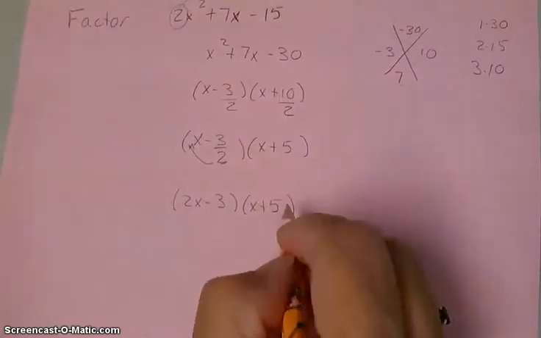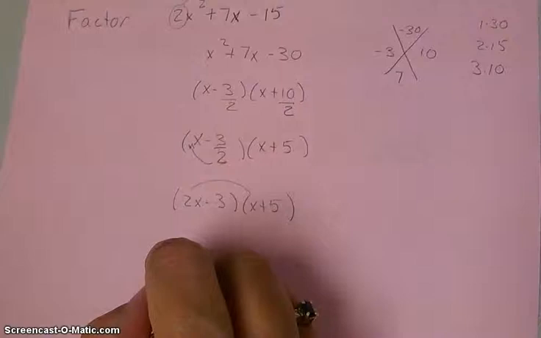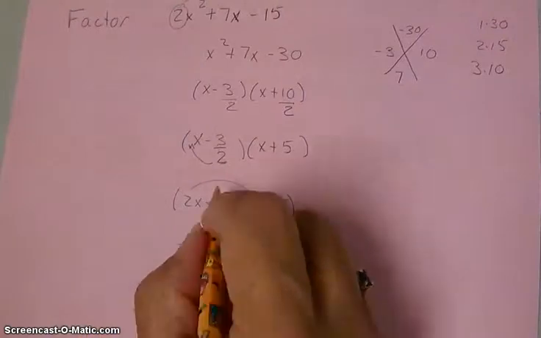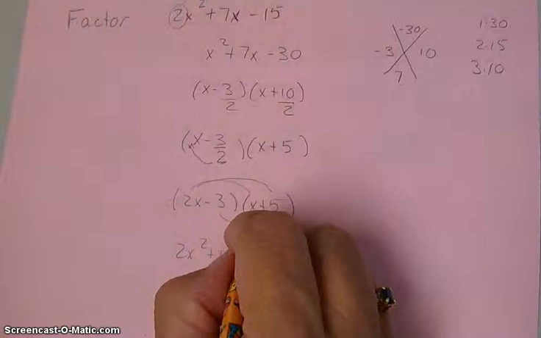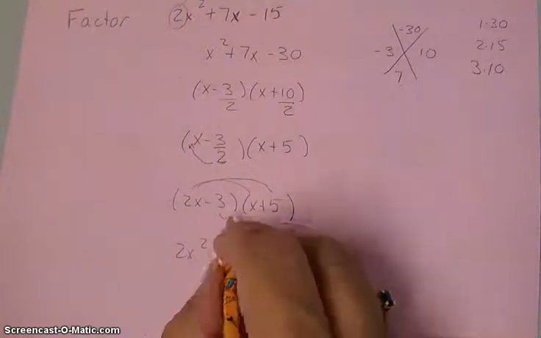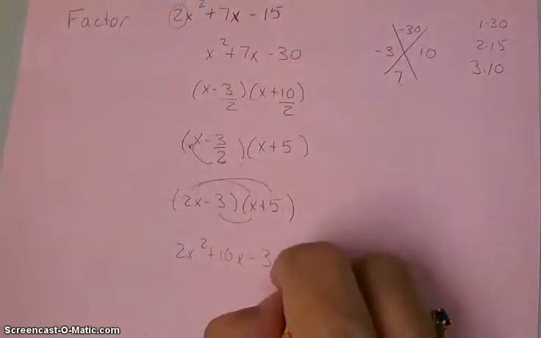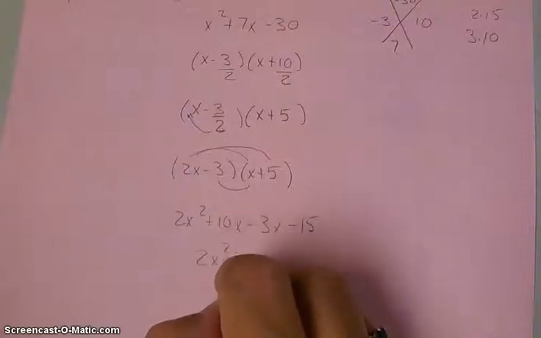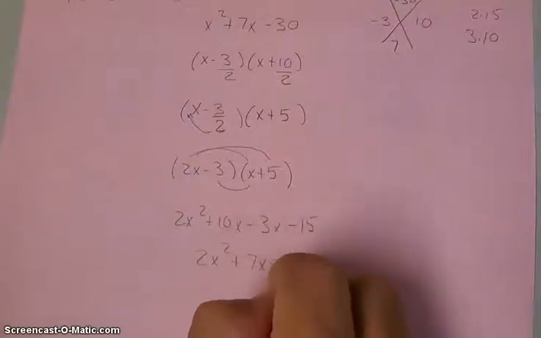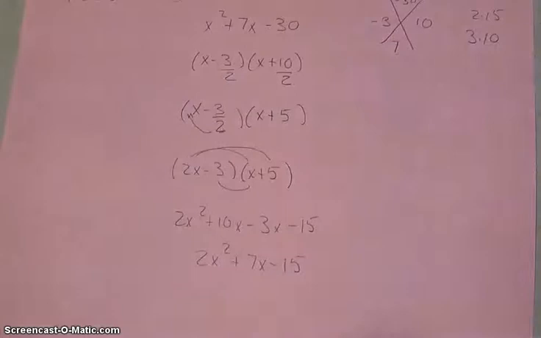We always want to check our work, so we're going to FOIL back out. 2x times x is 2x squared. 2x times 5 is plus 10x. Negative 3 times x is minus 3x. And then negative 3 times positive 5 is minus 15. Simplify: 2x squared plus 7x minus 15. It matches my original problem, so I know I factored correctly.